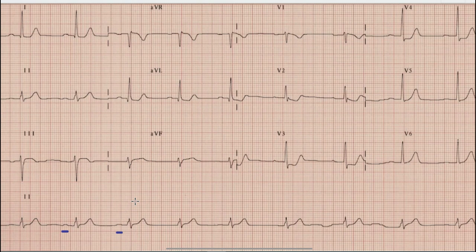Next is heart rate. For heart rate, we will select a QRS complex which lies on a broad vertical line. And between this QRS complex and the next QRS complex, we will calculate large boxes as 300, 150, 100, 75, 60, and 50. The heart rate lies between 50 and 60 and it is around 55 to 56 beats per minute.